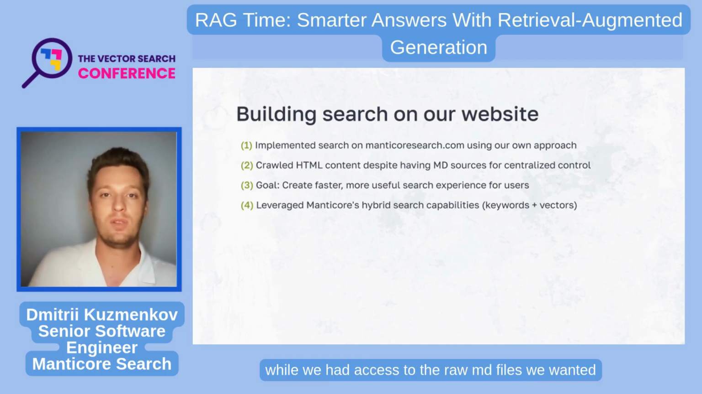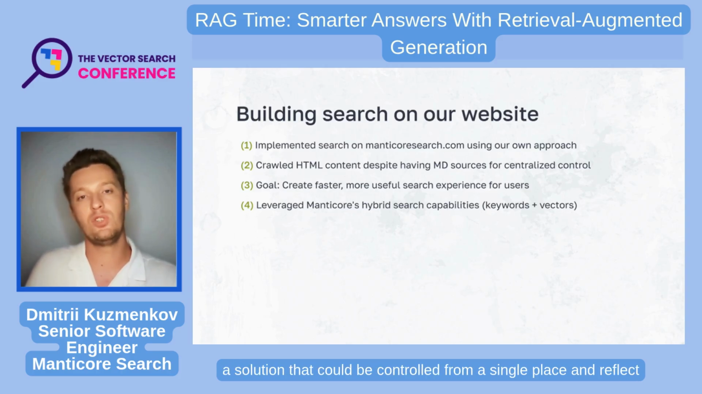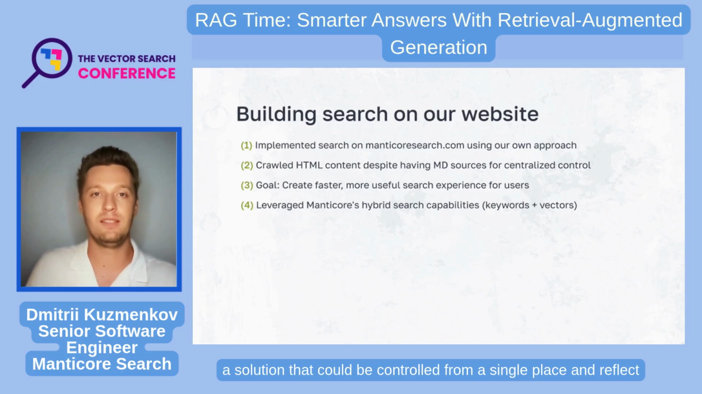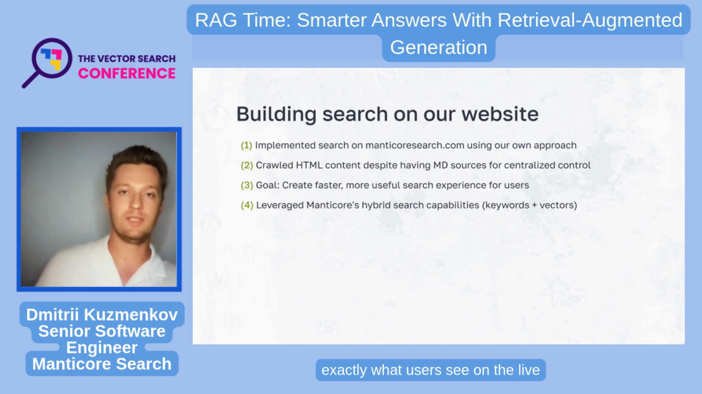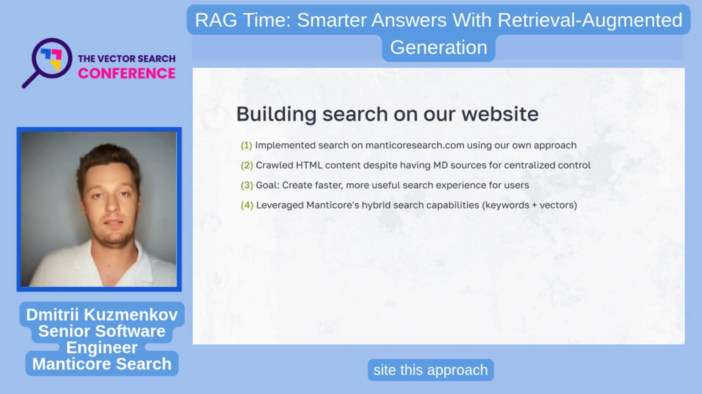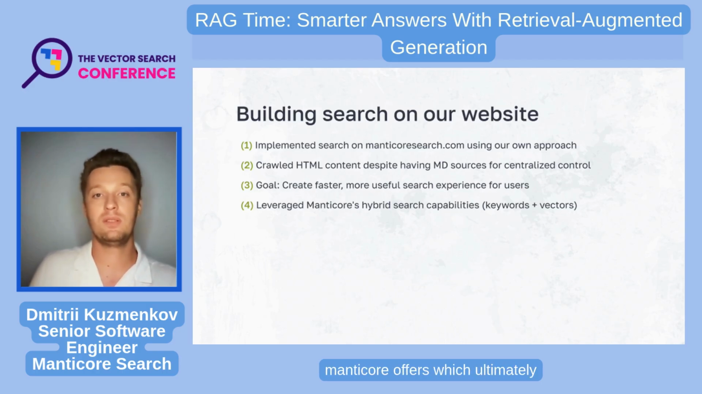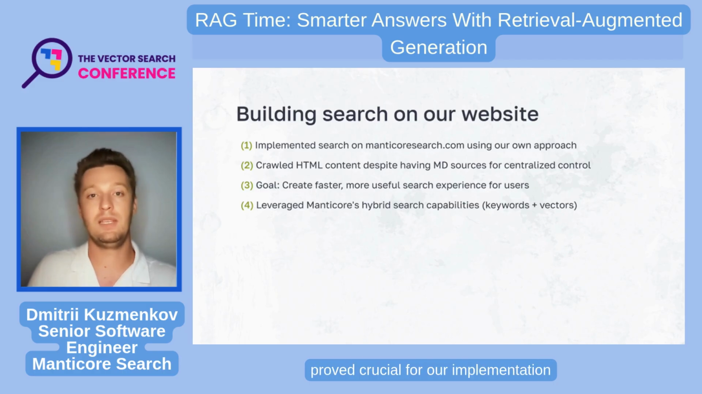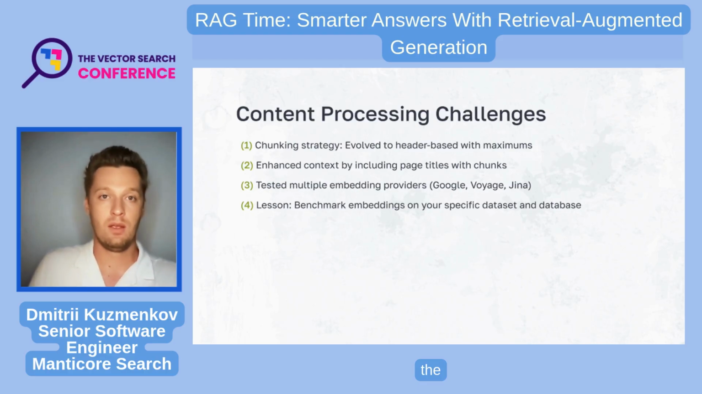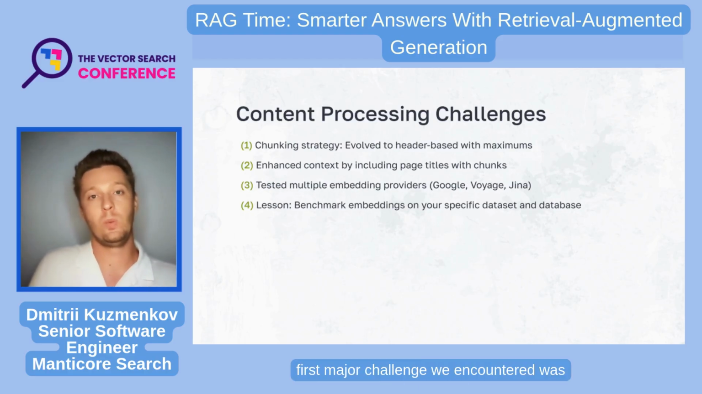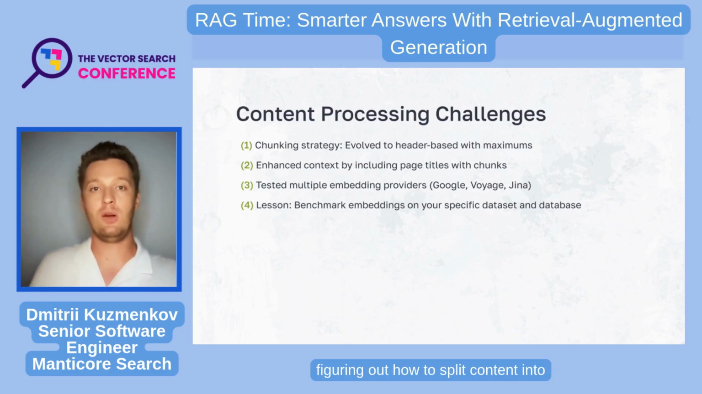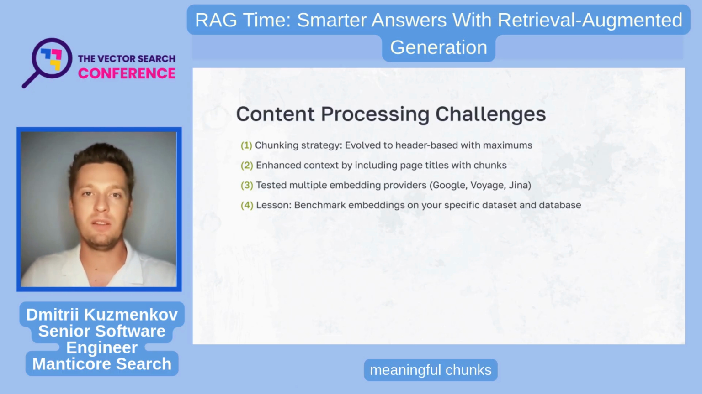While we had access to the raw MD files, we wanted a solution that could be controlled from a single place and reflect exactly what users see on the live site. This approach allowed us to leverage both the keyword search and vector search capabilities that Mantocore offers, which ultimately proved crucial for our implementation. The first major challenge we encountered was figuring out how to split content into meaningful chunks.